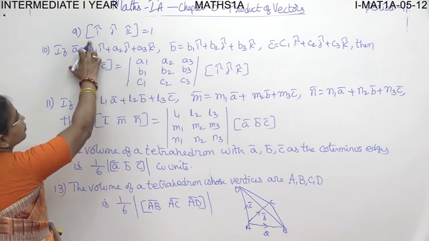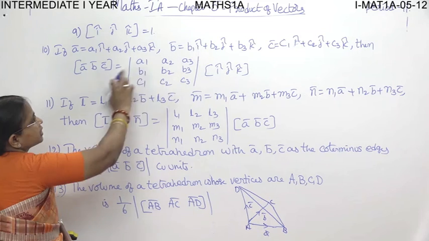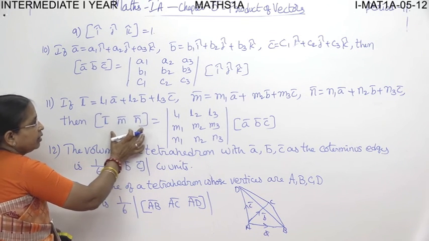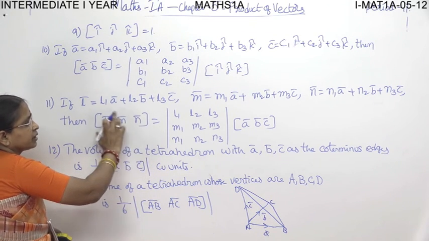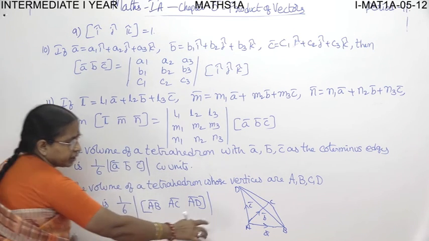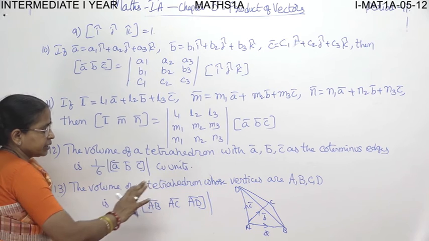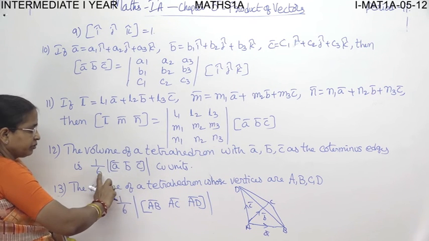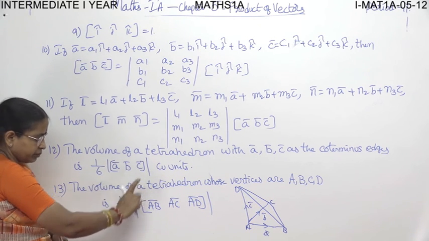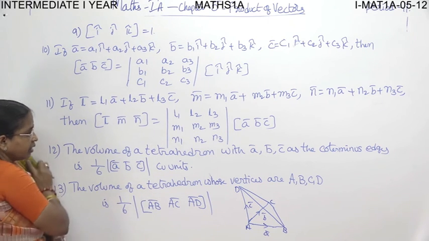So this is the next point. Box IJK is equal to 1. And if A, B, C are in terms of I, J, K, then this is the formula. When L, M, N are three vectors which are in terms of A, B, C, then this is the formula. Then the volume of a tetrahedron. As you know, a tetrahedron is a solid which has all sides as triangles. So the volume of a tetrahedron is 1/6 box ABC, if you are given the vertices, then this is the formula.